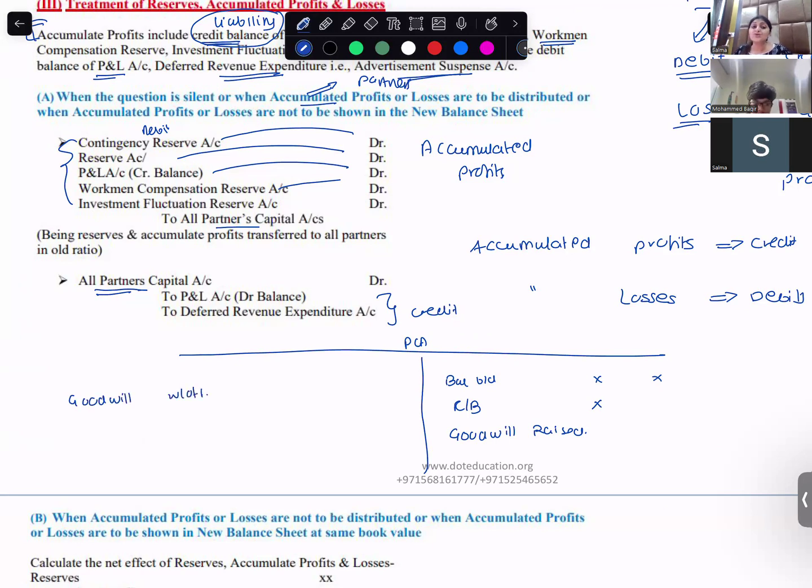If you have to distribute the accumulated profits, it will come on which side? Credit side. Accumulated profits would be in the name of contingency reserve, profit and loss account, workman compensation, investment fluctuation reserve. If you want to distribute the accumulated losses, it will come on which side? Debit. So it will come on the debit side. So this is the partner's capital account rough figure.